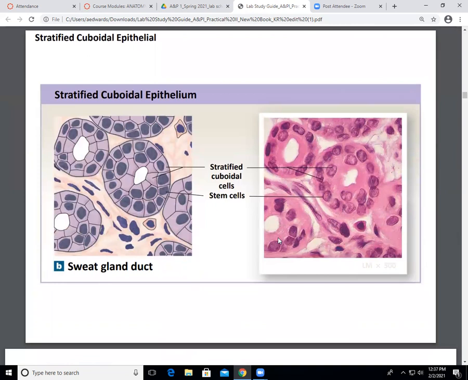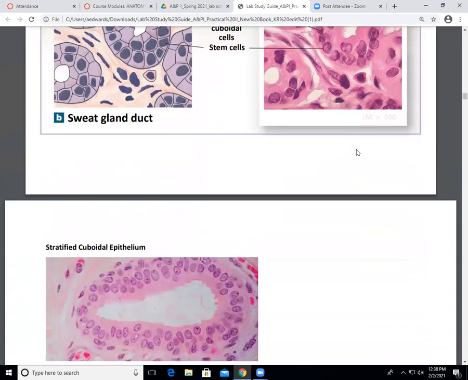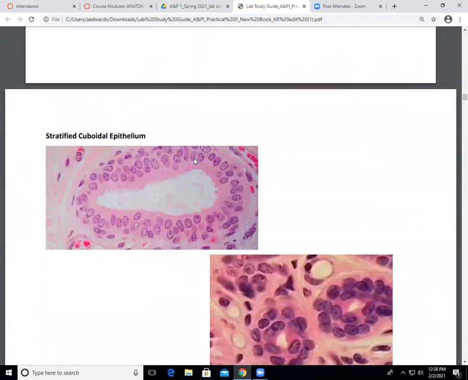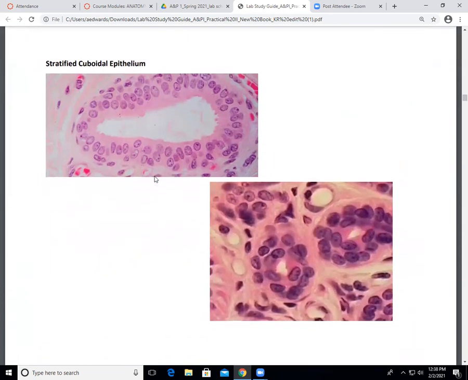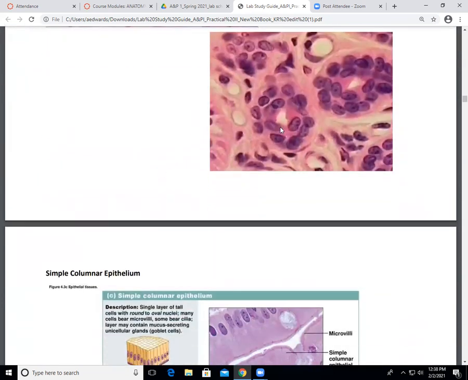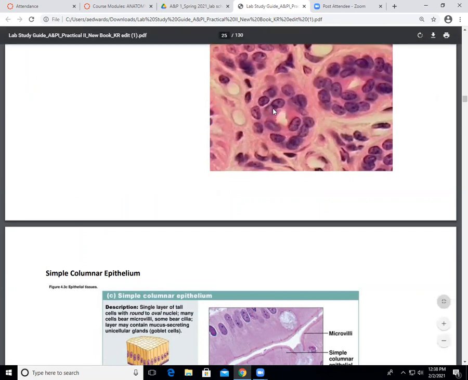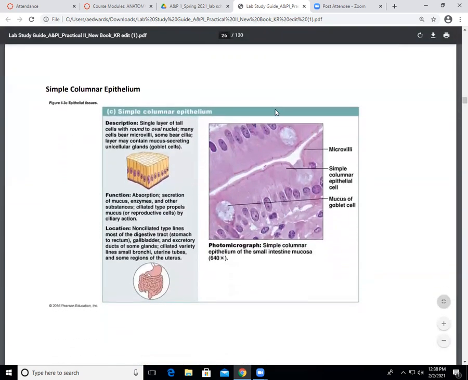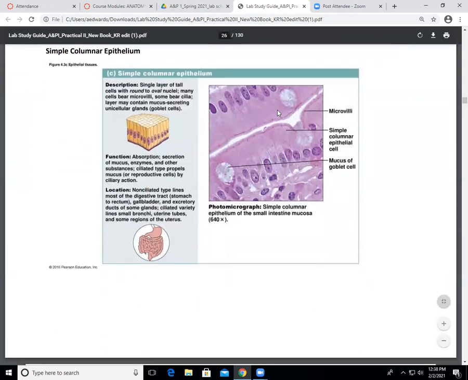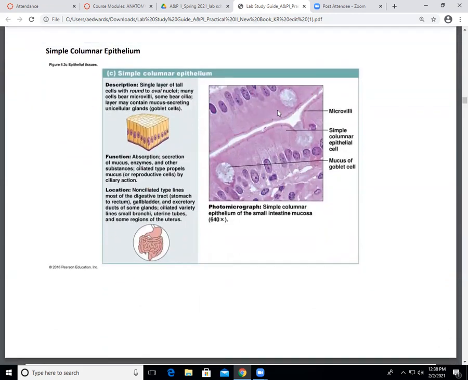All right, so here's another view. Stratified cuboidal. Again, these are cuboidal shaped cells, but got 2 layers. Okay, can y'all see that? There's 2 layers. Okay, this is a sweat gland duct. All right, another view, multiple layers, cuboidal cells. Stratified cuboidal.